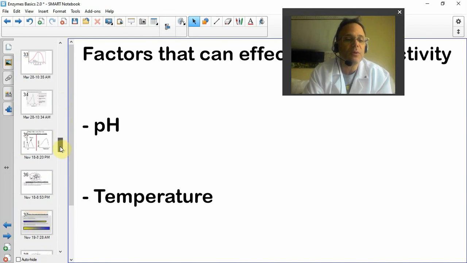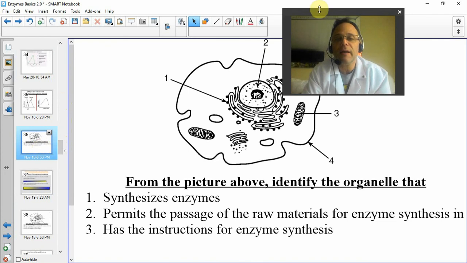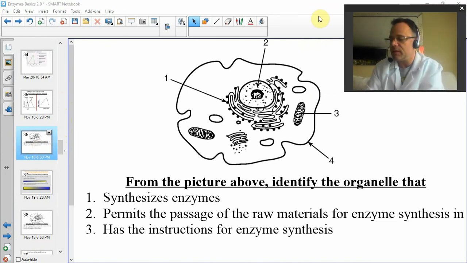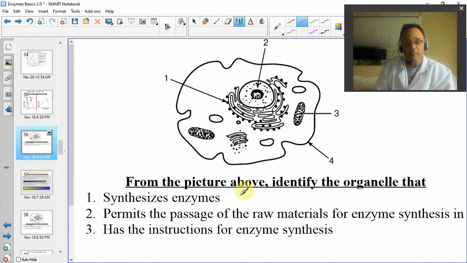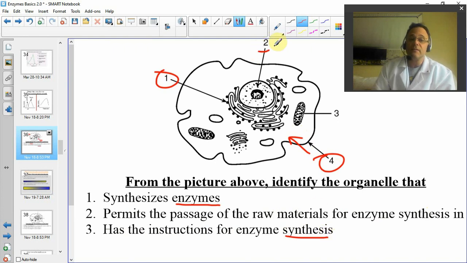I just want to ask you one last question to finish this up. And we kind of started with this, but it's a little different now. From the same picture as before, which organelle synthesizes enzymes? Again, if enzymes are proteins, ribosomes are still the answer. Which organelle permits the passage of raw materials for enzyme synthesis? Well, if enzymes are proteins, we still need the cell membrane to allow the amino acids in so we can build them. And which organelle has the instructions for enzyme synthesis? That's still the nucleus, because DNA leads to the production of proteins, and enzymes are proteins.